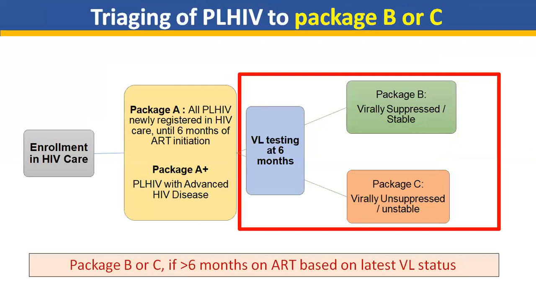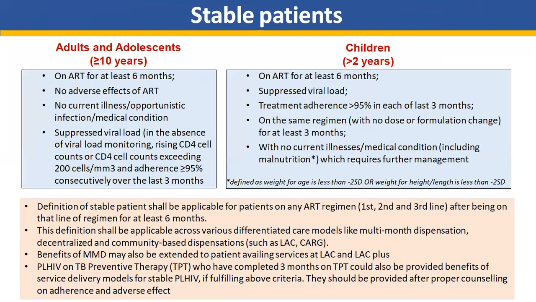Now, package B or C, as I said, package B is a green sticker and C is an unsuppressed orange sticker that is given after the VL testing. Now, stable adult patients, usually more than 10 years, we call it a stable patient if he's on ART for 6 months, having no ART side effects, no OI, no current illnesses, virologically suppressed, CD4 more than 200, adherence more than 95%. Children: more than 2 years on ART for 6 months, suppressed viral load, treatment adherence more than 95%, on the same regimen for the last 3 months, and no OI, no current illness.